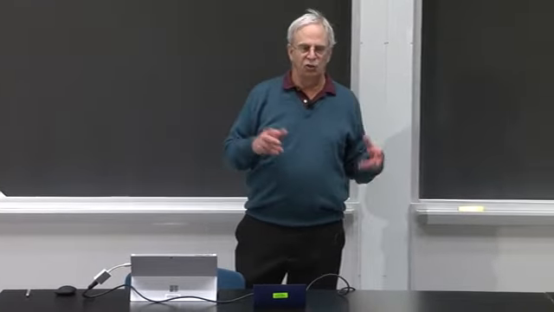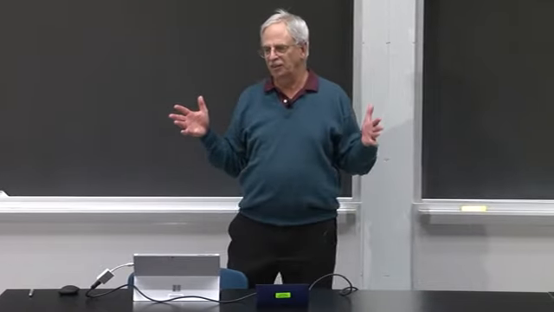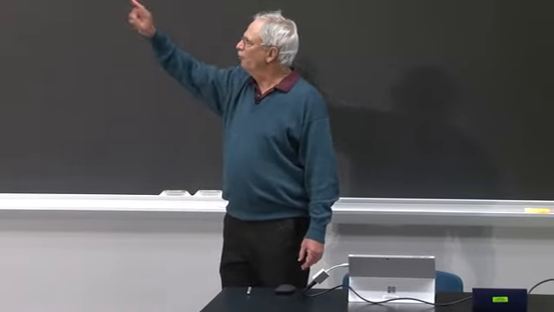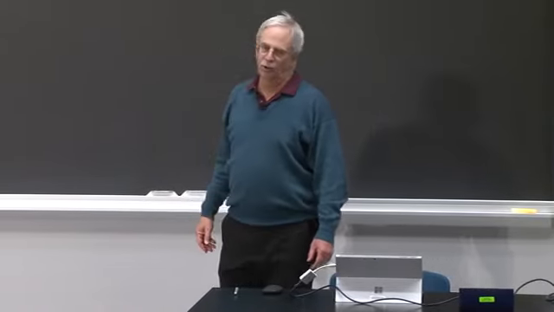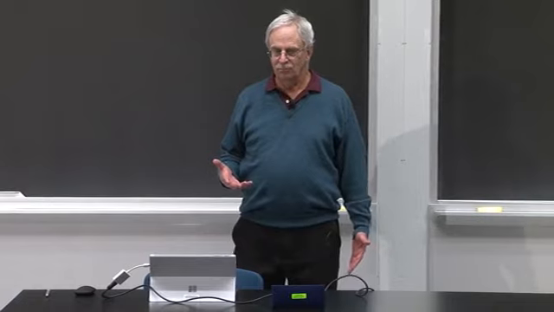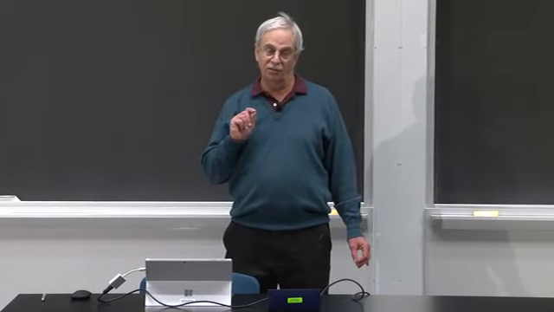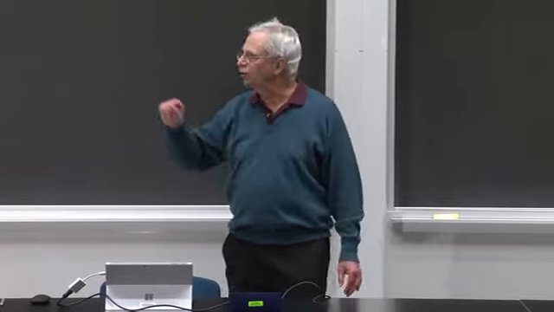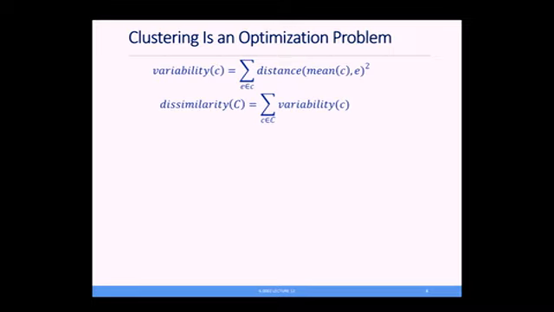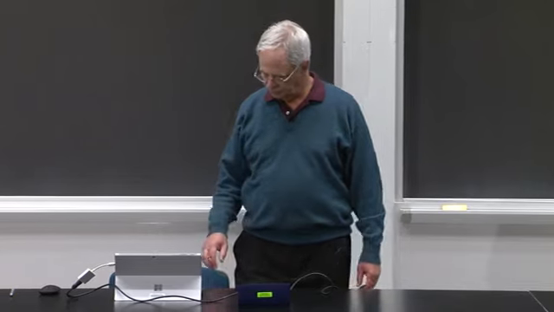For the moment, we can just assume that we're using Euclidean distance as our distance metric, Minkowski with p equals 2. So variability should look pretty similar to something we've seen before, right? It's not quite variance, right? But it's very close. In a minute, we'll look at why it's different. And then we can look at the dissimilarity of a set of clusters, a group of clusters, which I'm writing as capital C. And that's just the sum of all the variabilities.